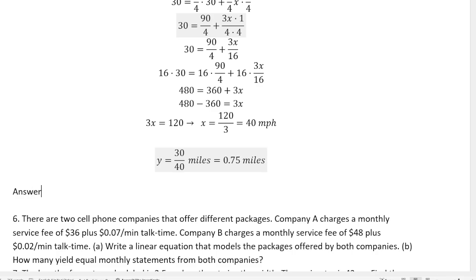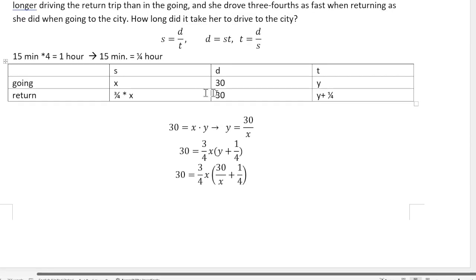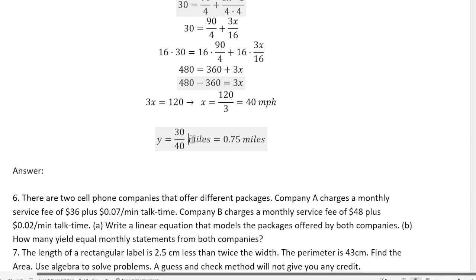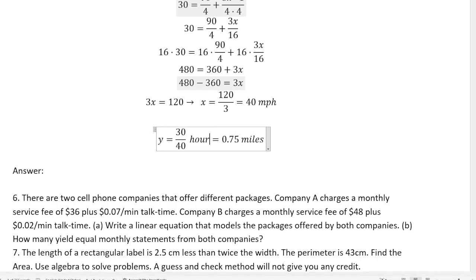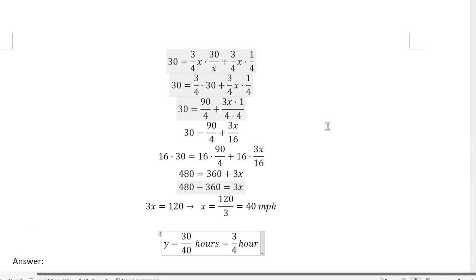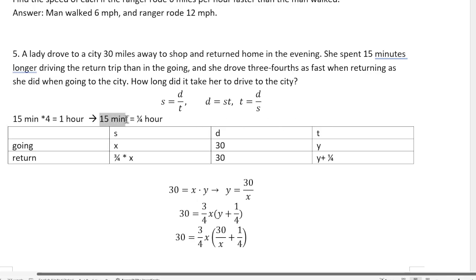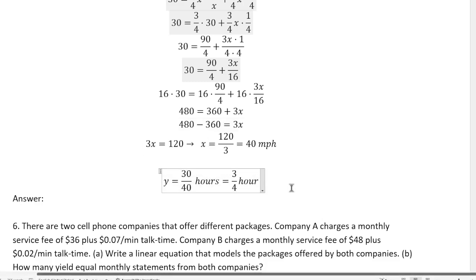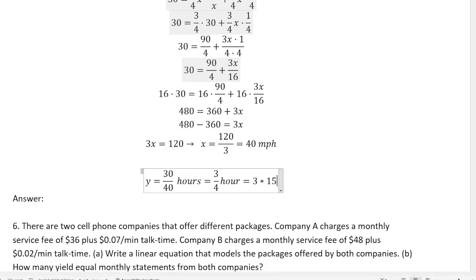So the answer is the distance. No, sorry. Distance is 30. Sorry. Time is hours. I'm sorry. So this is hours. So it's 3/4 of an hour. But we saw earlier that 1/4 hour is 15 minutes, right? 1/4 hour is 15 minutes. So this is like 3/4 hours, 3 times 15 minutes, which means it's 45 minutes.